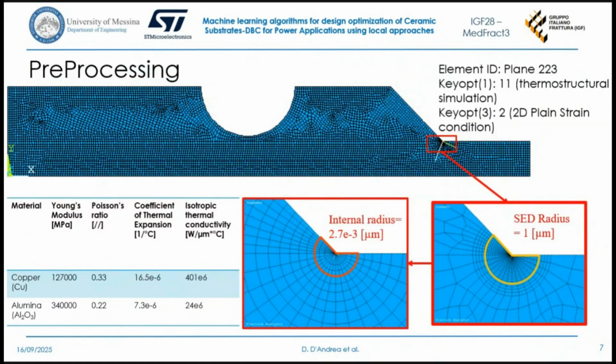A very fine mesh was created in the neighborhood of the notch, and we used the unit system coherent with the micrometer because they are very small components. And in the table are reported the material properties, which are the cause of this problem, in particular, the difference in thermal expansion coefficient.